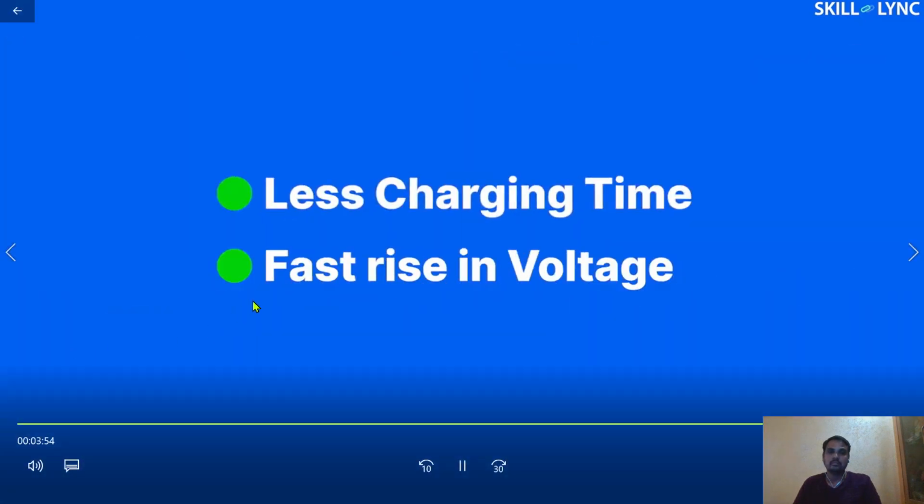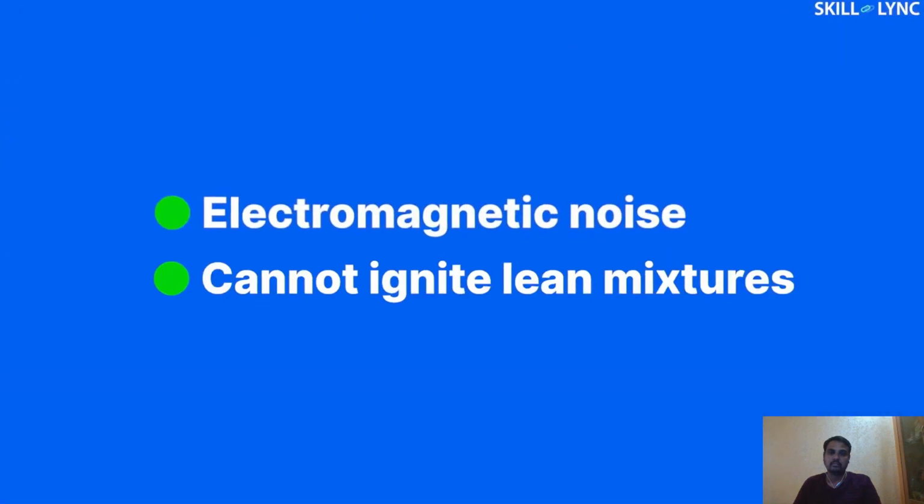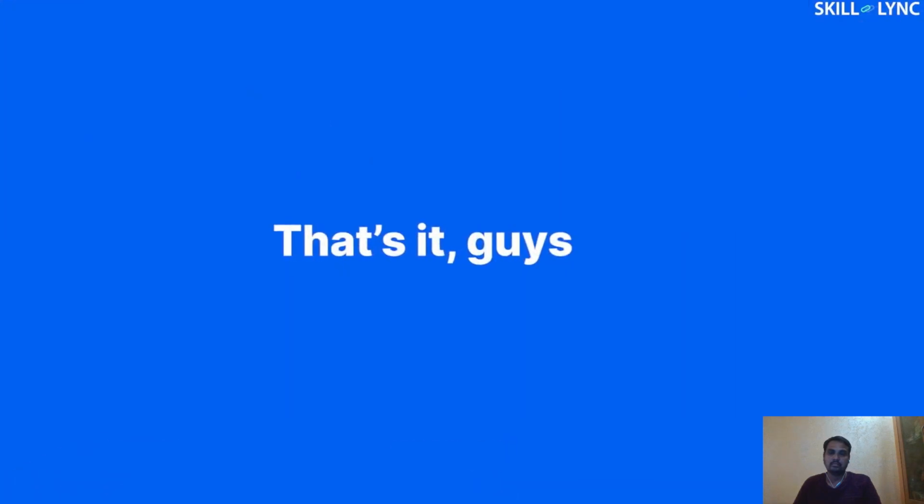The capacitor takes a small amount of time to charge and discharge, and high voltage can be induced in such a short time. This is a great advantage of the system when compared with the others. But there is also a possibility of producing electromagnetic noise, and the short duration sparks cannot ignite lean mixtures of fuel.